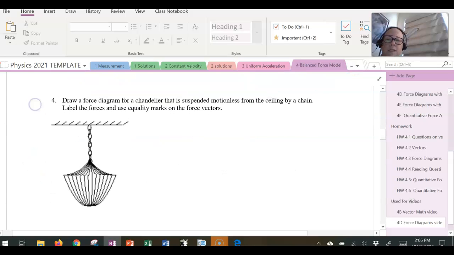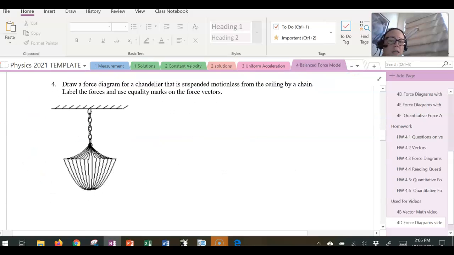Let's look at a couple of other examples. Here I have a chandelier that is suspended motionless from the ceiling. It's not moving. And it's being held up by this chain. So I know that the chandelier has a weight. That's the force of gravity. I'm going to call it light because that's easier to write than chandelier. So there's a force of gravity on the light that's being exerted by the earth.